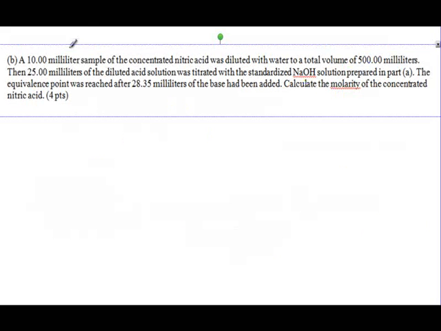Alright. Second part of the problem says a 100 milliliter sample of the concentrated acid was diluted with water to a volume of 500 milliliters. Then 25 milliliters of the acid was titrated with the standardized sodium hydroxide solution that we prepared in part A, and the equivalence point was reached after 28.35 milliliters of base. Calculate the molarity of the concentrated acid.